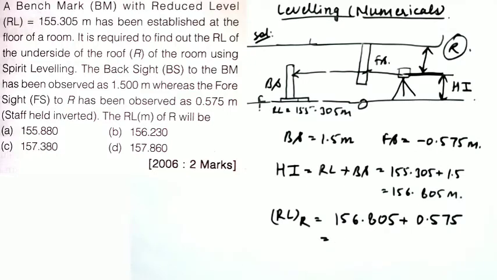So what will be the RL of the roof? It will turn out to be 157.380 meters. You can find this as option number C. Now I hope this is clear to you all.